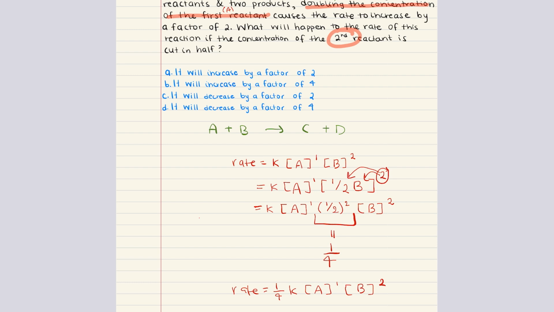What we can determine now is that halving the concentration of the second reactant is going to decrease the rate of the reaction by a factor of 4. And that means that the correct answer here is going to be D. It will decrease by a factor of 4.